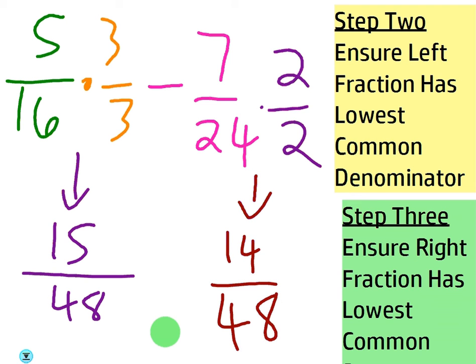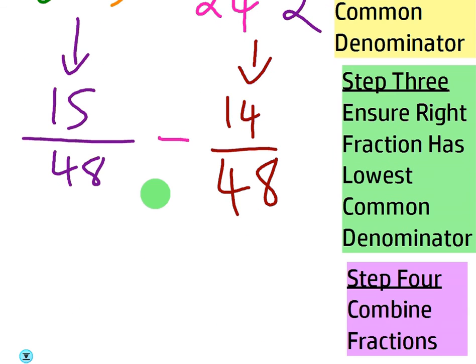All right, and then this minus sign is going to carry down. So it's going to be minus. All right, again, we can just subtract the numerators. So the final answer is 1 over 48. That's it.